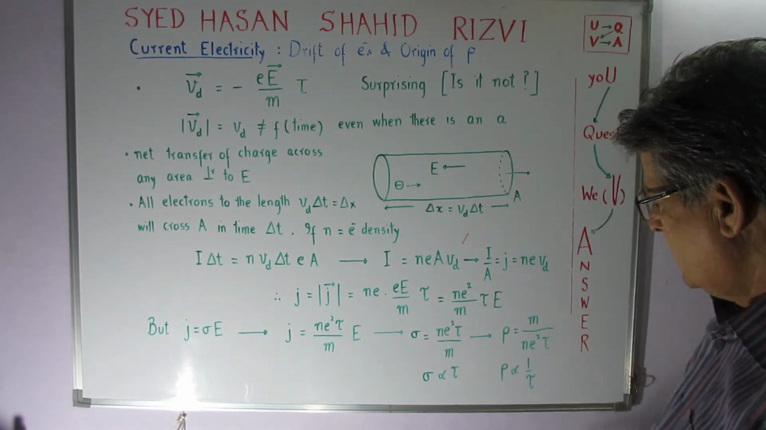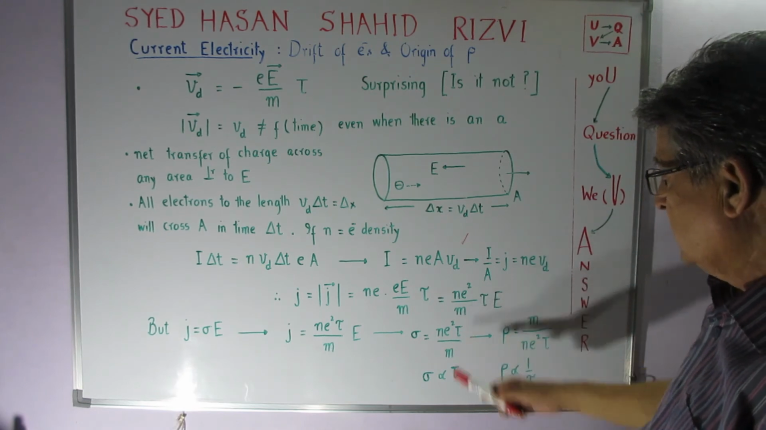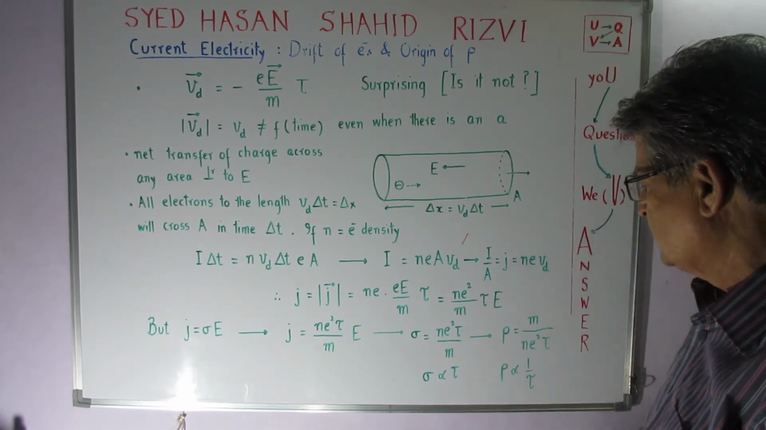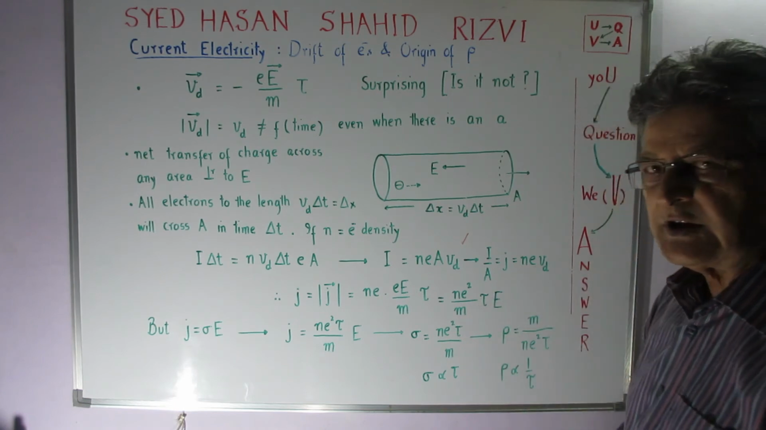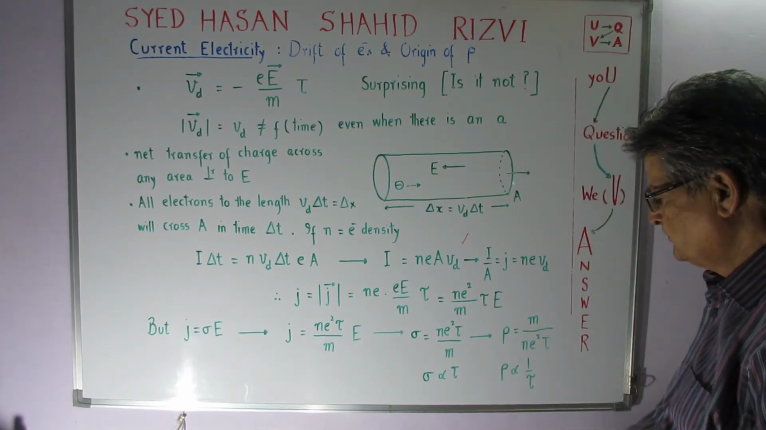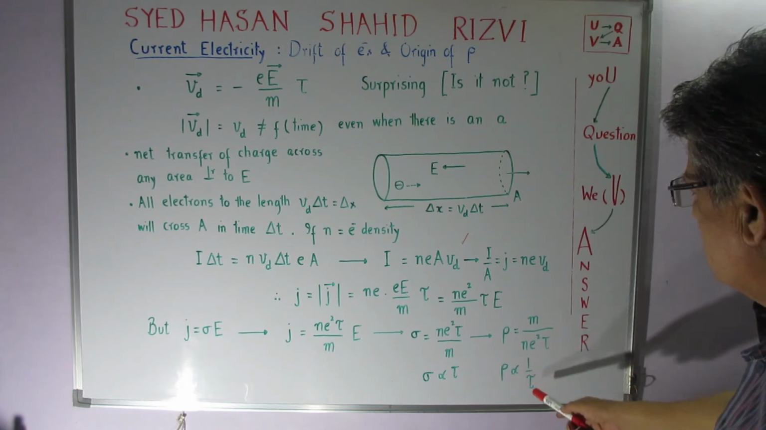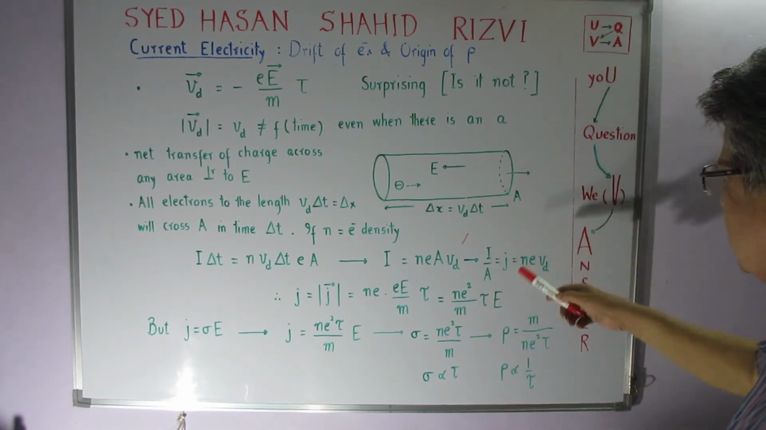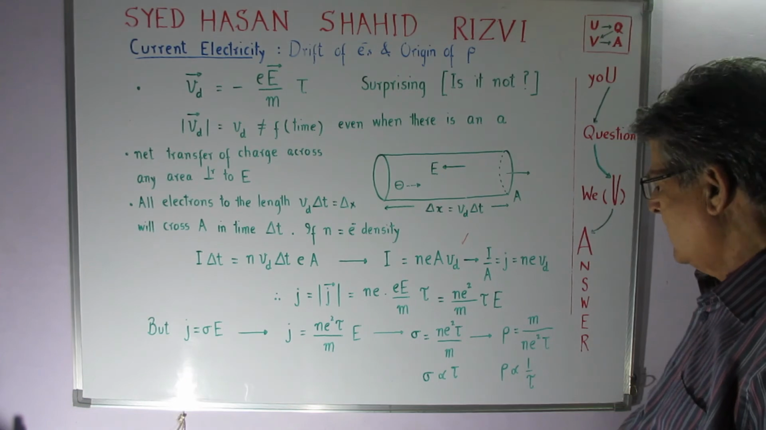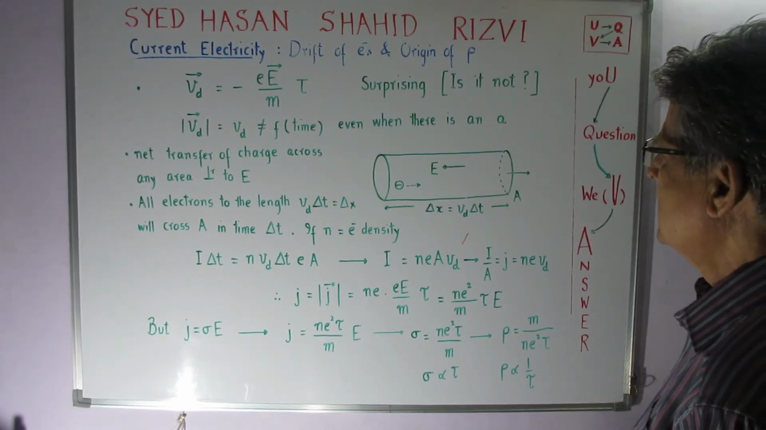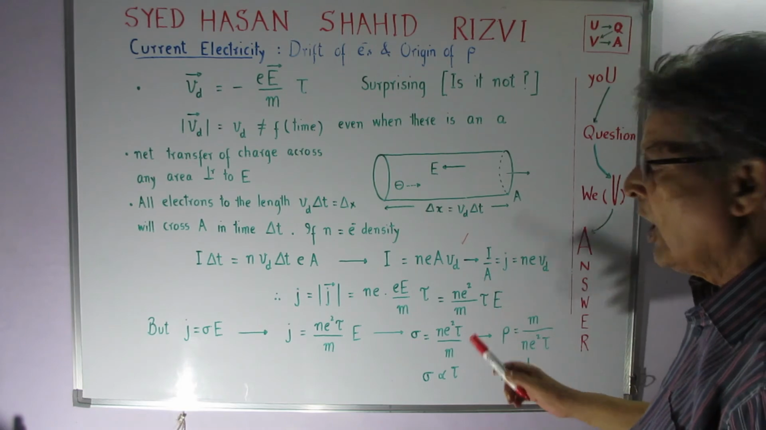Because n is a constant for the given conductor, e of course is a constant, m, the mass of the electron, is also a constant, so this quantity is a constant. The only thing which varies is the tau. And here rho will be proportional to 1 upon tau. You can draw the graph like this for rho versus tau. Tau is the average time between collisions, the average collision time.